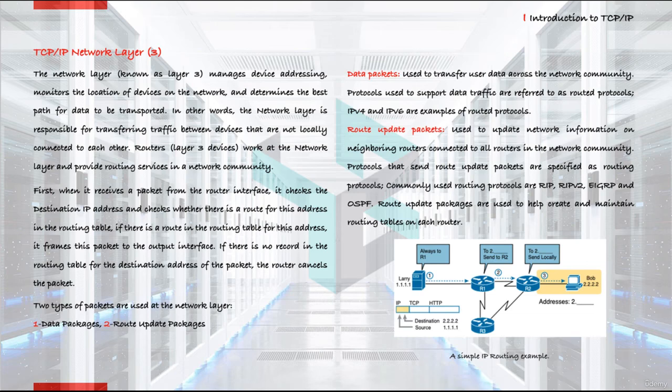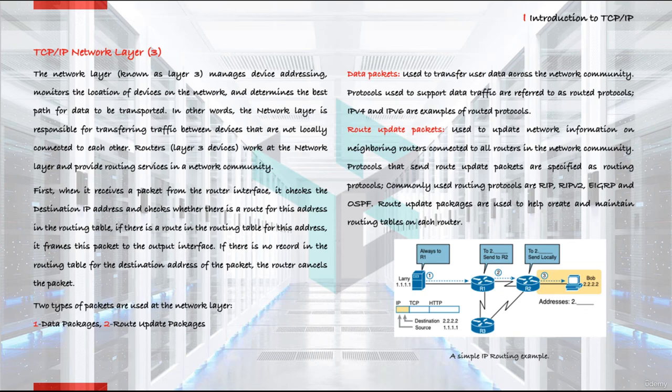First, when a router receives a packet on an interface, it checks the destination IP address and checks to see if there is a route for that address in the routing table. If there is a route in the routing table for that address, it frames that packet and sends it to the egress interface. If there is no record in the routing table for the destination address to which the packet will go, the router discards the packet.